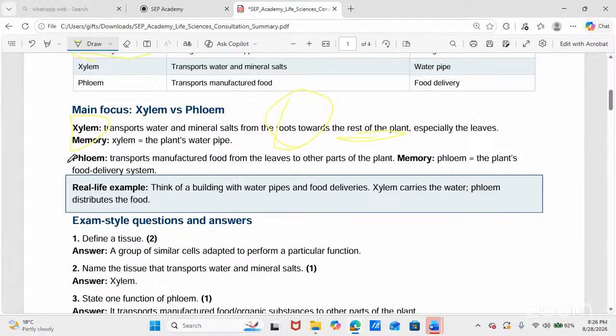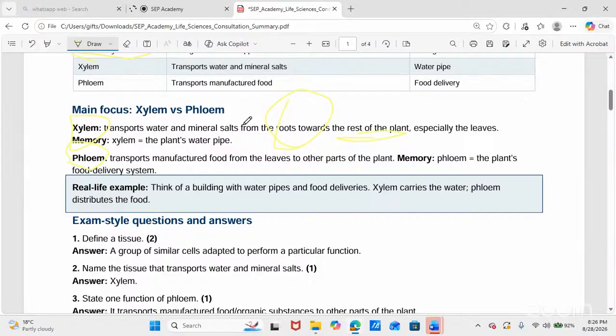With the phloem, I mentioned that for you to memorize it, you can also say that it moves the food from the leaves, the upper part of the tree, towards the lower part of the tree and to the rest of the tree or the plant. So you can easily say that it transports manufactured food from the leaves to other parts of the plant, right?